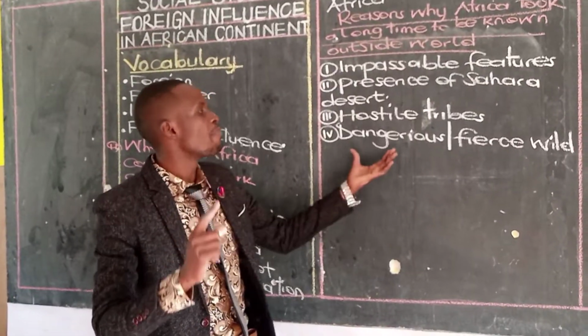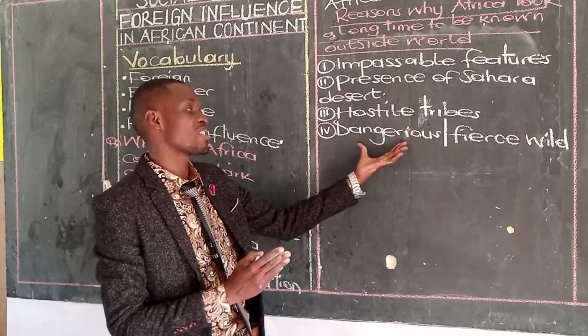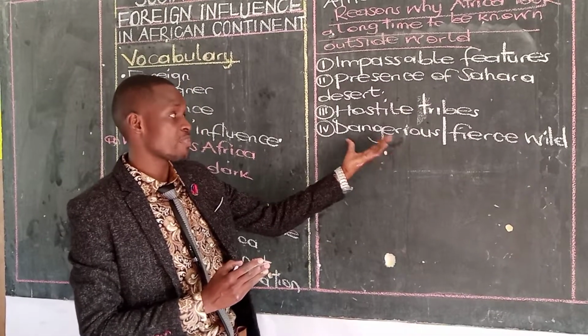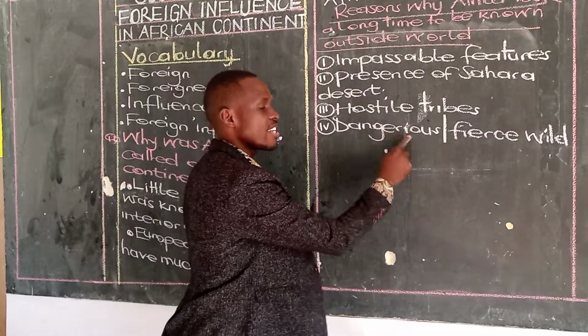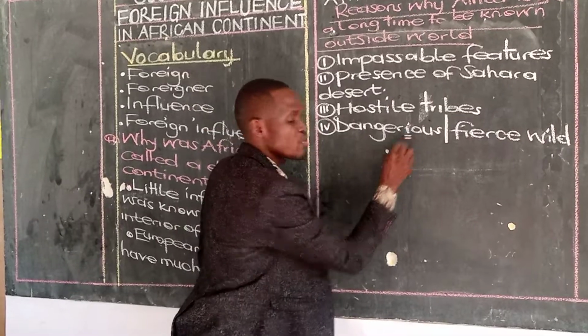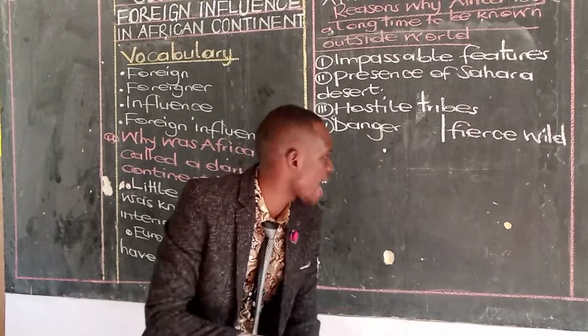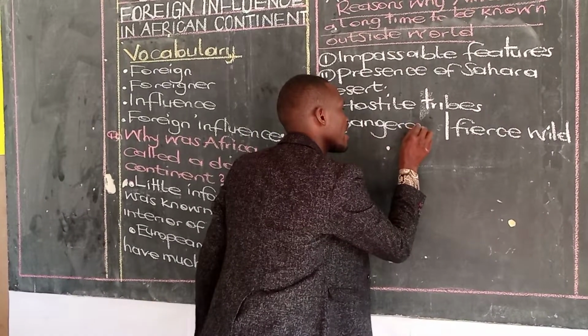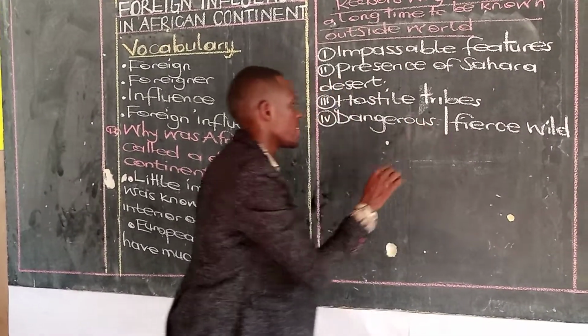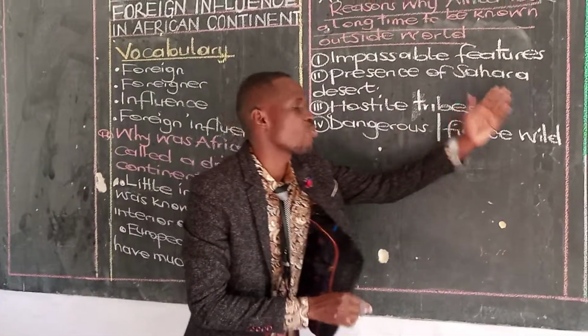Some of you might have already realized the mistake with my spelling of the word dangerous. This I is not supposed to be there. I hope you've already seen it. Now I'll just add the letters O, U, S. So, dangerous or fierce wild animals.